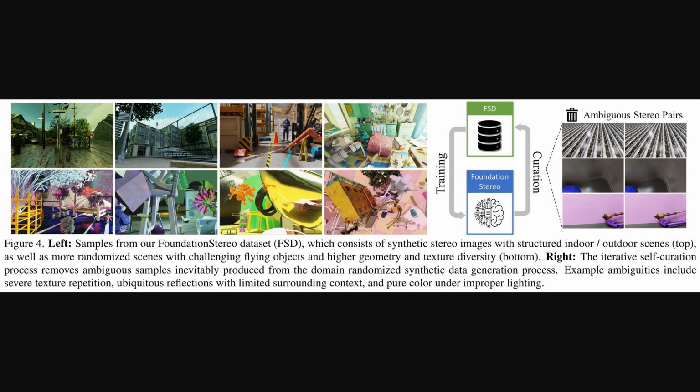Okay, so we've talked a lot about the FSD dataset and how its scale and diversity, along with the model's architecture, contribute to that strong zero-shot performance. This figure 4 gives us a visual taste of that FSD dataset. On the left, you see example images, some structured scenes, and some more randomized ones with complex objects, confirming the variety we discussed. But what's new here is on the right. It shows this self-curation process they use. It seems they automatically filter out ambiguous stereo pairs, like those with extreme texture repetition or difficult lighting, to further improve the dataset quality and the model's robustness.